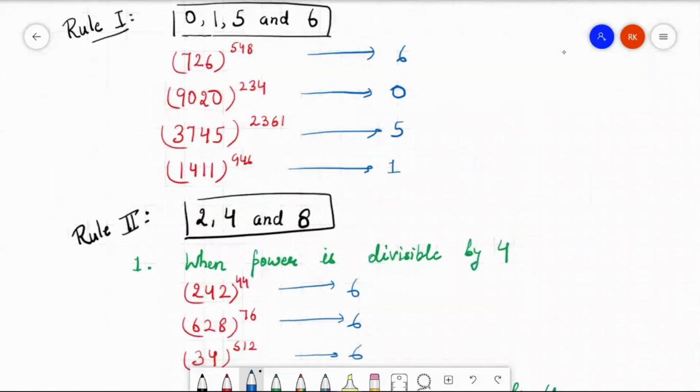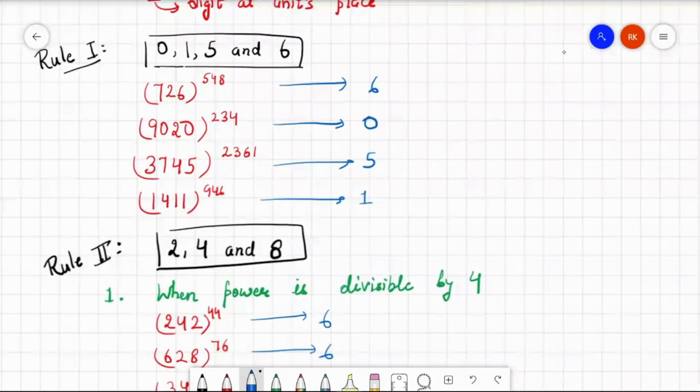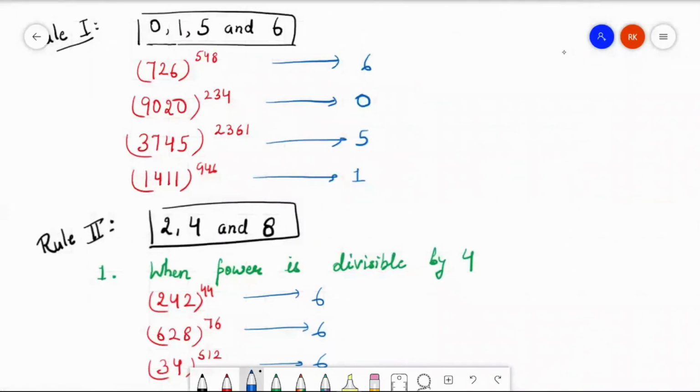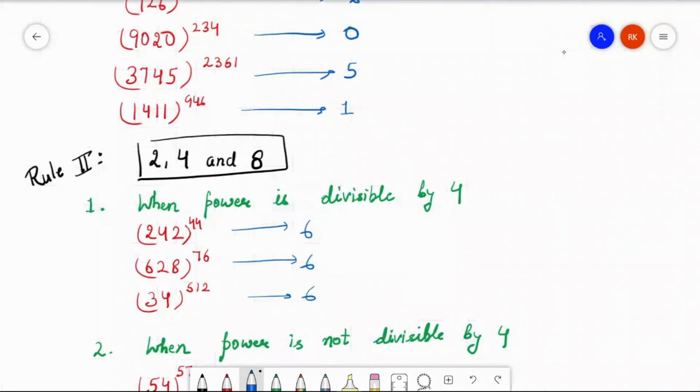Now, rule 2 is for numbers 2, 4 and 8. That is, whenever we have 2, 4 or 8 at the unit place of any number, then we have to apply rule number 2. Rule 2 we have divided into 2 cases. One when the power is divisible by 4 and the other when the power is not divisible by 4. So let's take some examples where all the powers are divisible by 4.